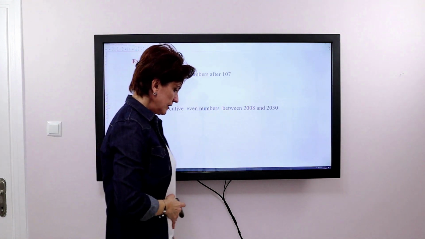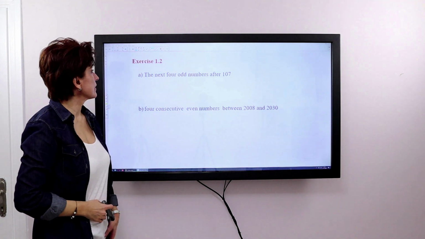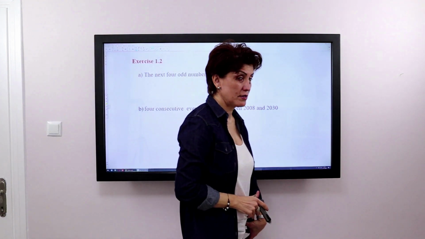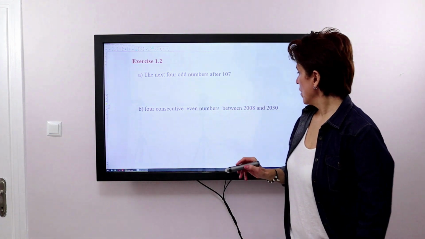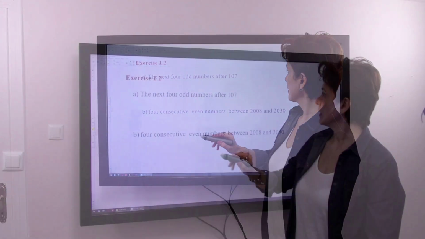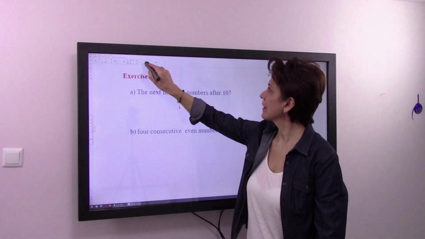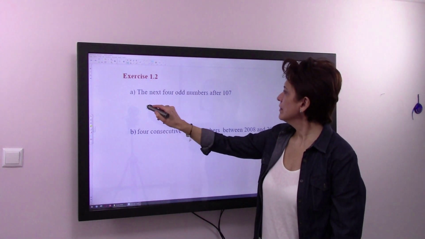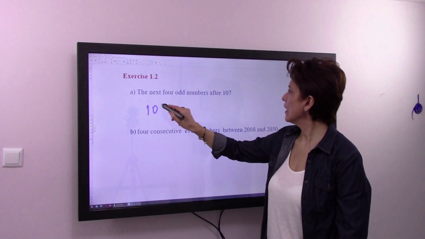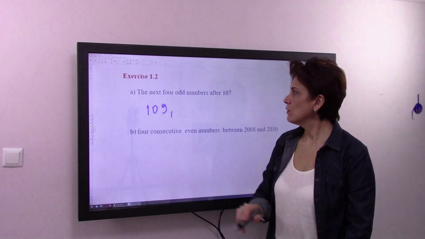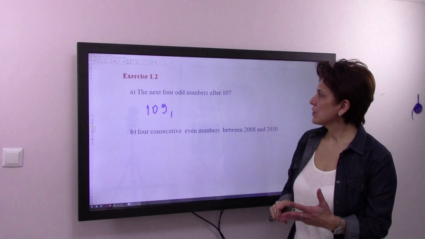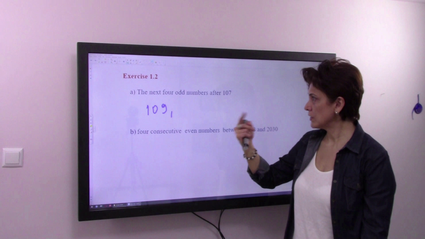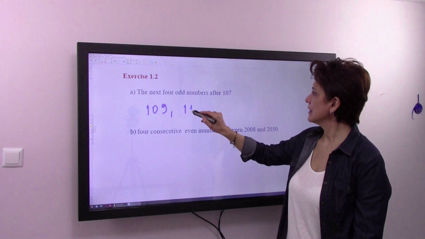And then another exercise here. The next 4 odd numbers after 107. Okay, you should pause me right now. Then check. What could be here? 109 first one, right? Then what was the difference between the next odd numbers? 2, right? Add 2, 111.